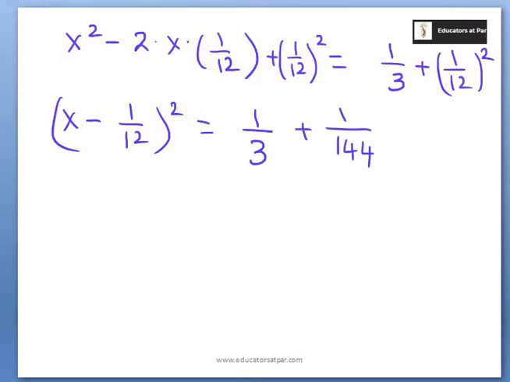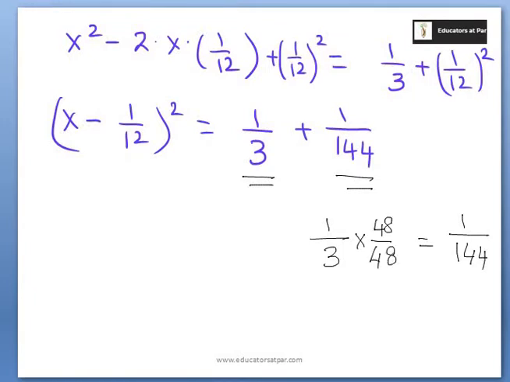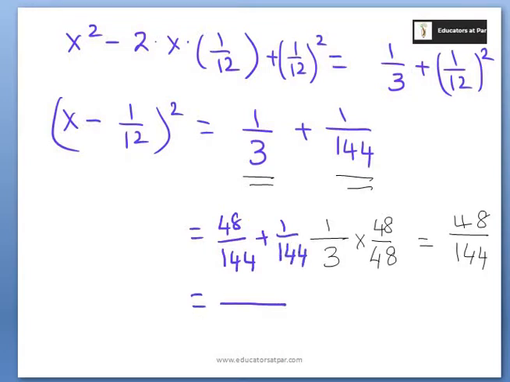Check the denominators. The denominators are 3 and 144. The least common denominator of 3 and 144 is 144. We have to make the denominator 144. 144 divided by 3 is 48. You multiply both the numerator and denominator by 48. 1 multiplied by 48 is 48. Now this is 48 by 144 plus 1 by 144. The denominators are the same. You add the numerators, 48 plus 1. That is 49 by 144.